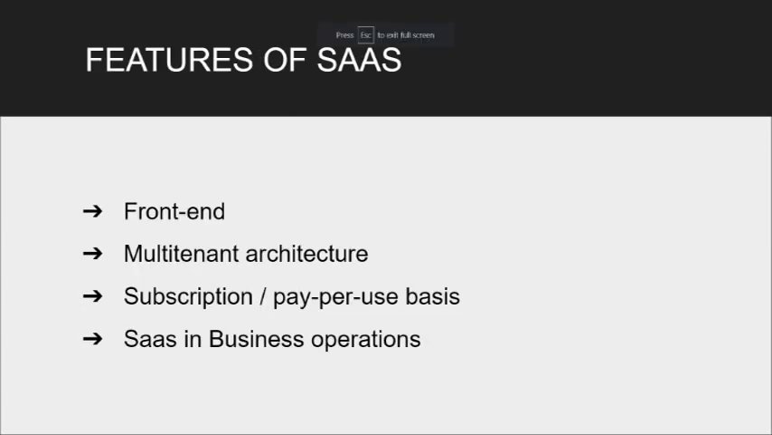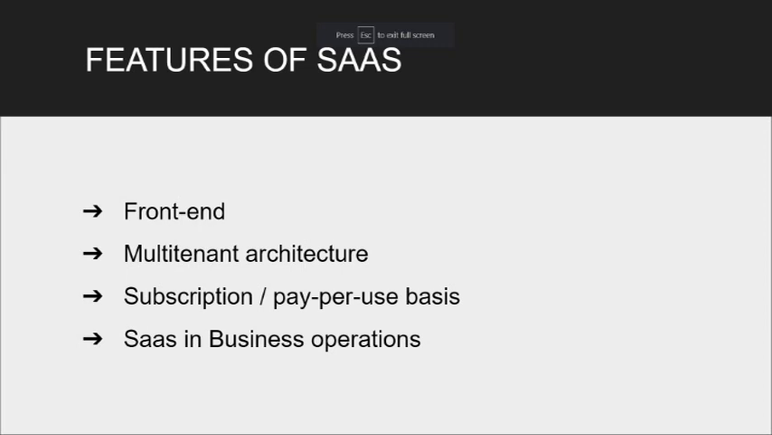Now let's look at some of the features of SaaS. The first feature of SaaS is that SaaS deals with only the front end part of the software. We don't need to know anything about the backend, like what hardware is being used, what operating system is being used, how data is processed, and where the data is stored, etc. We don't need to know anything. We only use what the final software product has to offer.